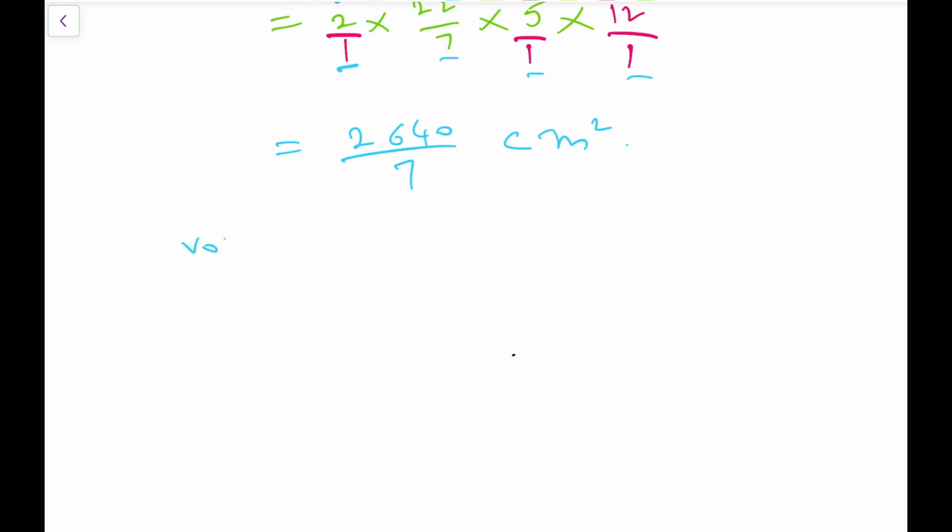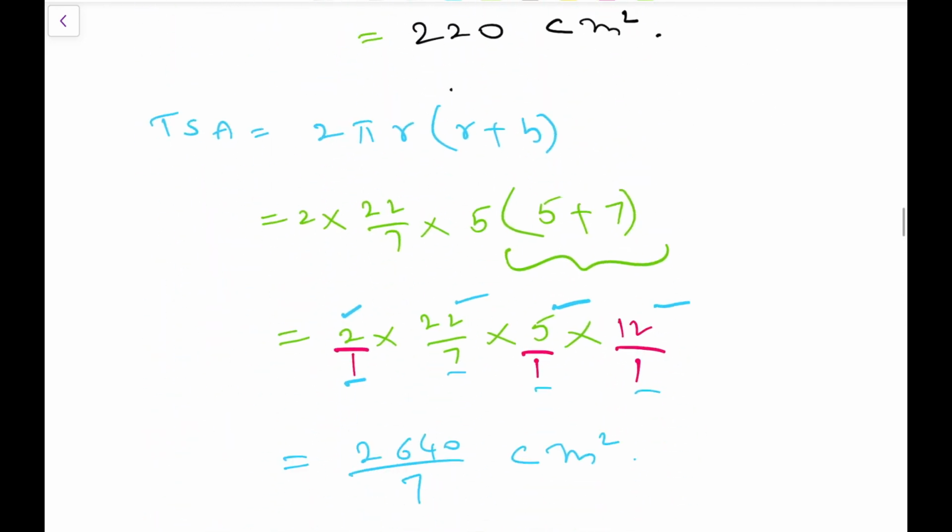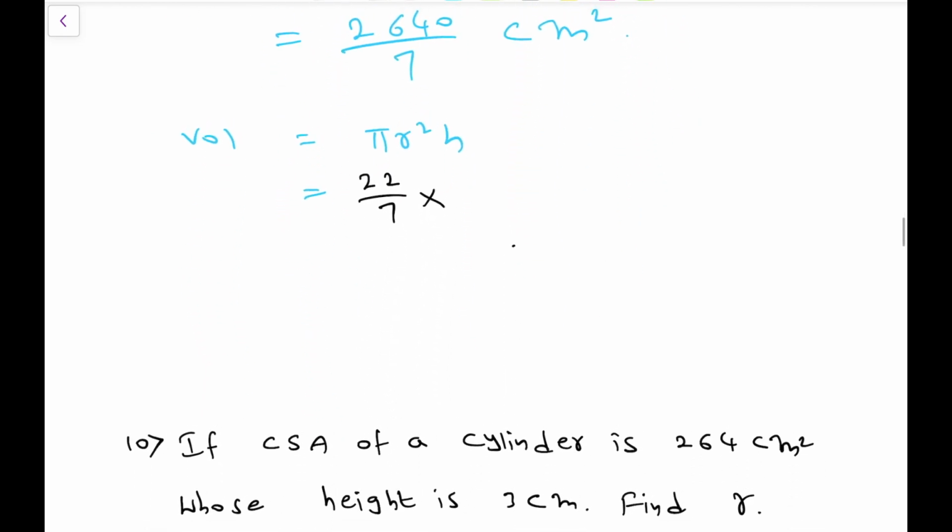Next, volume of the cylinder. So volume of the cylinder formula is pi r square h. Pi value we will take as 22/7 because they did not mention anything particularly, into radius. Radius is given as 5 centimeters, right? And here we have r square, right? So it means 5 square, nothing but 5 into 5, into height is given as 7. This 7 will get cancelled. Then we remain with 22 times 5 times 5. 22 into 5, 110. 110 into 5, 550. This is volume, so it should be centimeter cube.